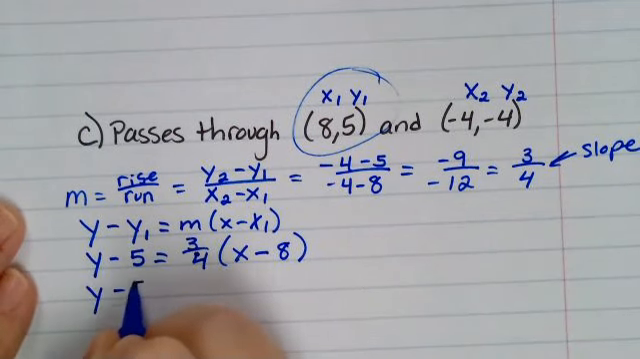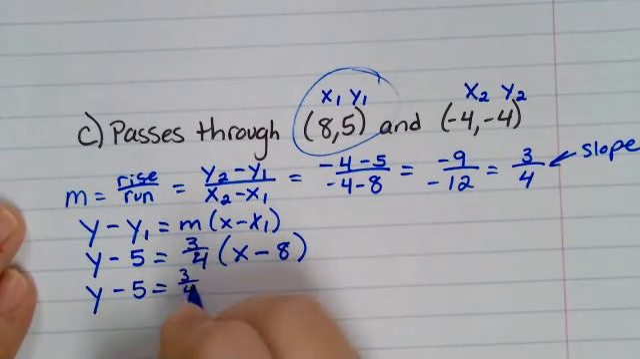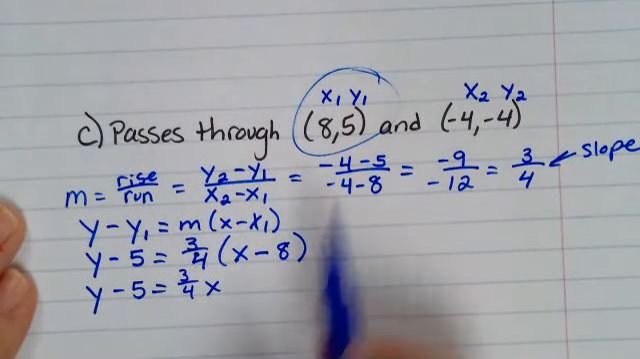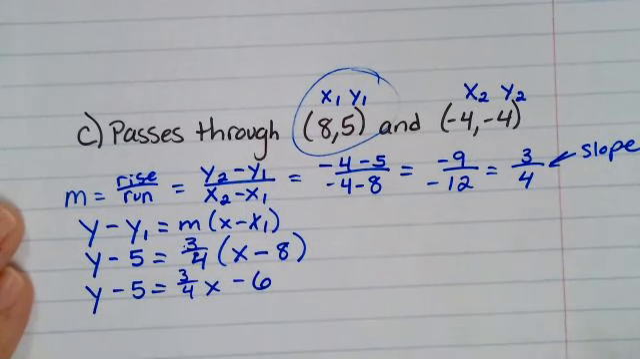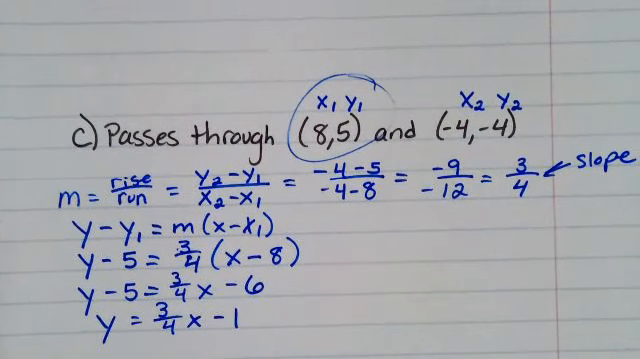All right, clean this up. Now we're going to distribute 3/4, 3/4 x, and then we're going to multiply 3/4 times 8, right? 3 times 8 is 24, divided by 4 is 6. And then we're going to add the 5 over, y equals 3/4 x minus 1. There's your equation.